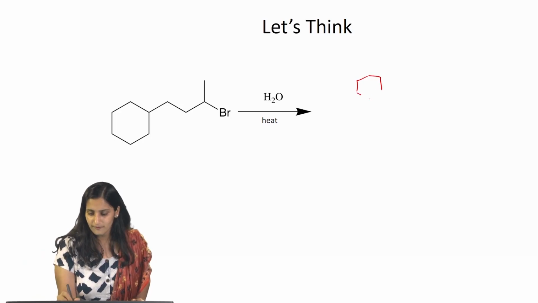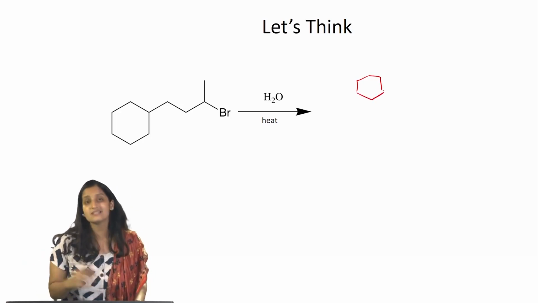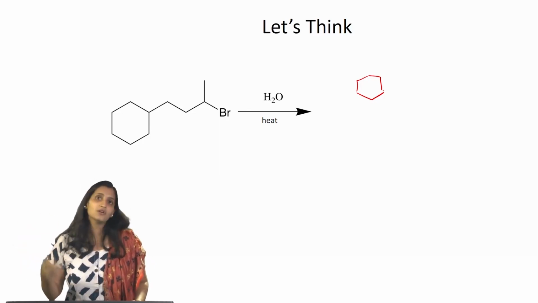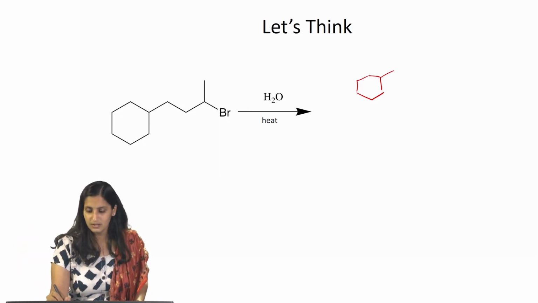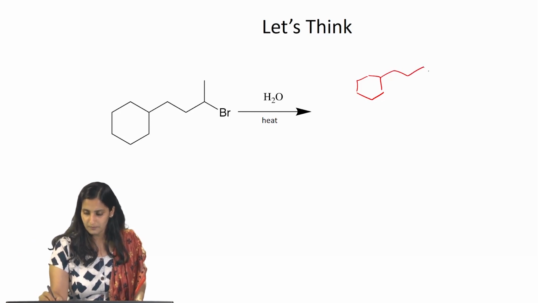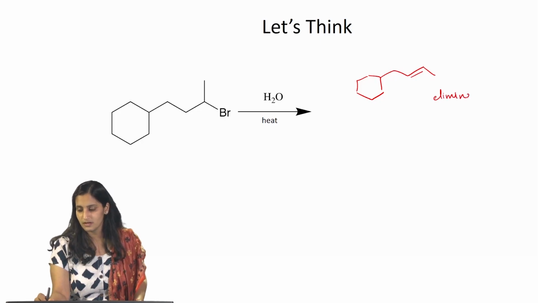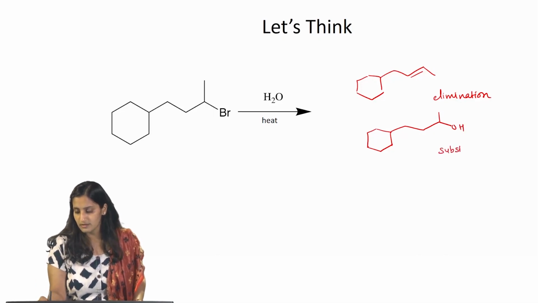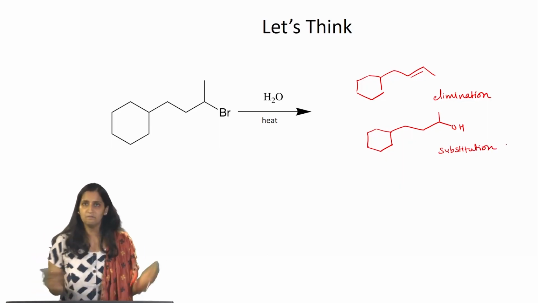If you remember from the last course, we discussed the reactions of alkyl halides, and alkyl halides can undergo substitution or elimination reactions, right. Either it can form this, which is an elimination product, or it can form a substitution product. In the case of substitution, it is going to result in an alcohol, and in the case of elimination, it is going to result in an alkene.